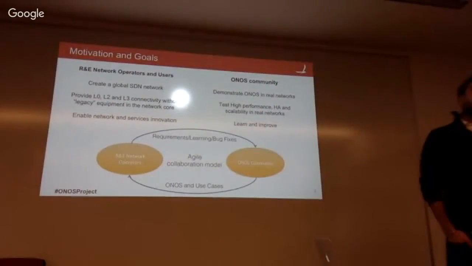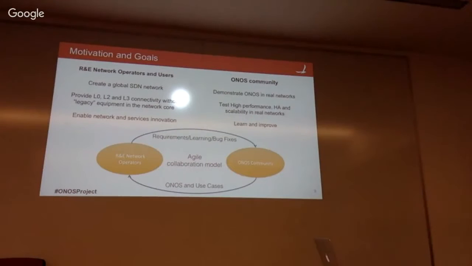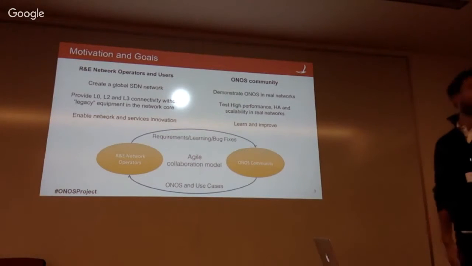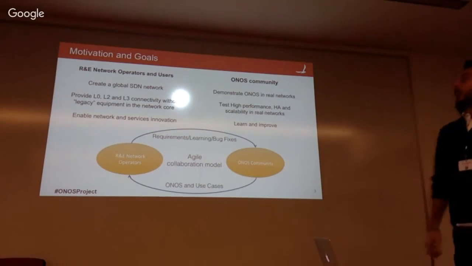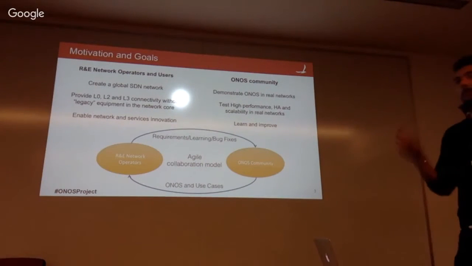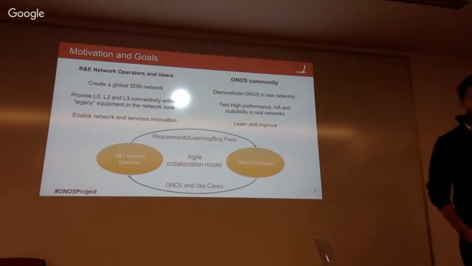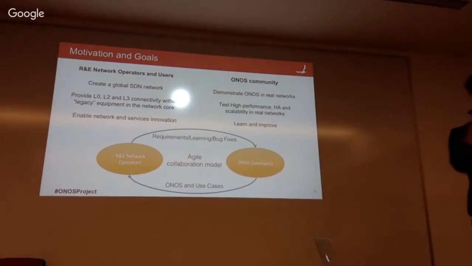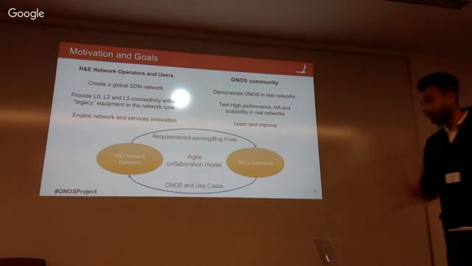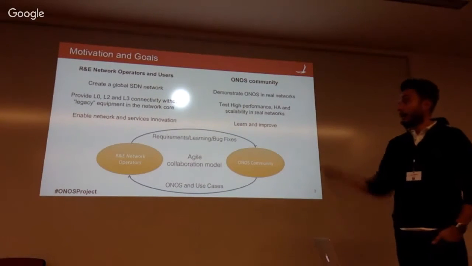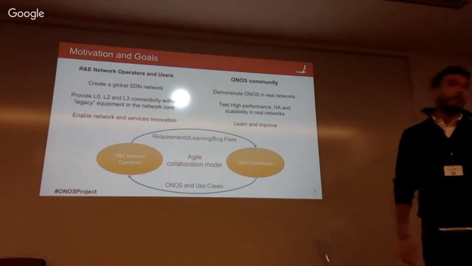The idea was to create a global SDN network around the world to demonstrate, of course, that ONOS works not only on mini-nets, which is great, but also on real devices. Provide the minimal set of features, layer 2 and layer 3 connectivity to users, without any legacy equipment in the network core, but only OpenFlow, pure OpenFlow networks, and possibly also covering layer 0. And enable network and service innovation.